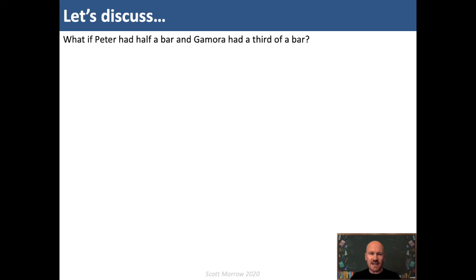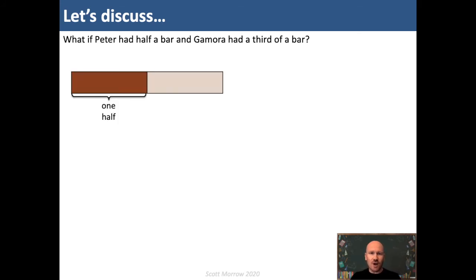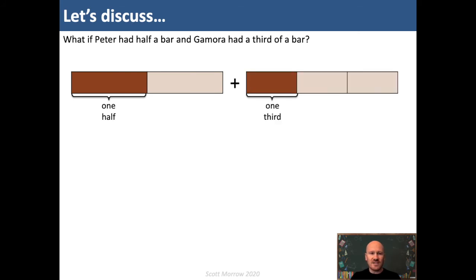Let's consider the second problem. What if Peter had half a bar and Gamora had a third of a bar? Now this time I'm going to use a bar model to help us. Let's start with Peter's 1/2 of a bar. And we're trying to add 1/3 of a bar. Now we can see those two parts are different. I cannot add them together. I can't say I've got 2 halves there, I can't say I've got 2/3, and I certainly can't say I've got 2/5. So what can we do?